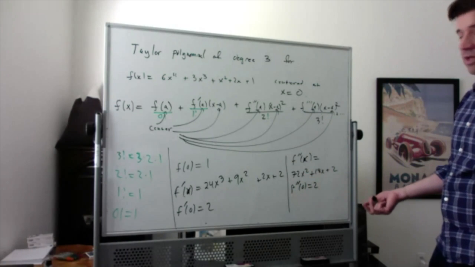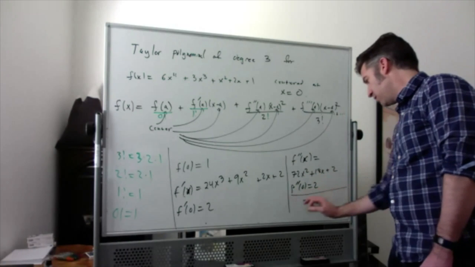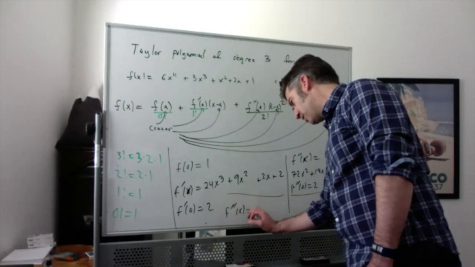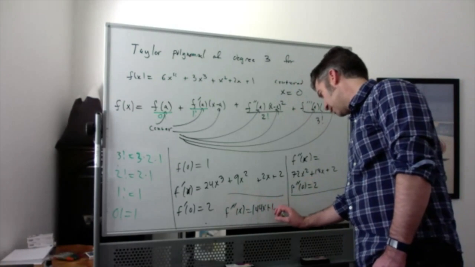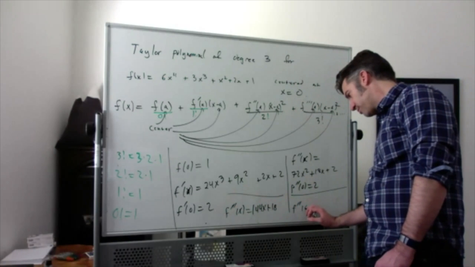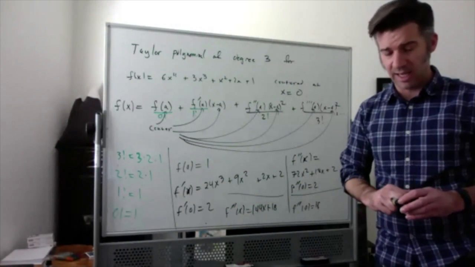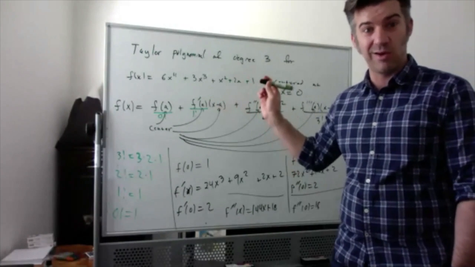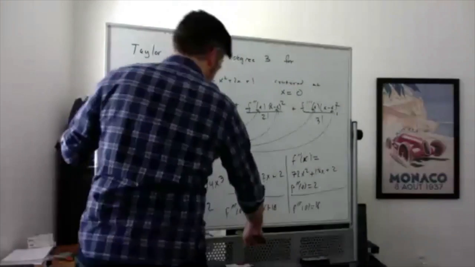And since I need a degree 3, I need to go all the way to the third derivative. So the third derivative is equal to 144x plus 18. And so the third derivative at 0 is going to be just 18. Now I'm going to point out this answer is not going to be very exciting because I'm using a polynomial to approximate a polynomial at 0. So here's what our answer is going to be.